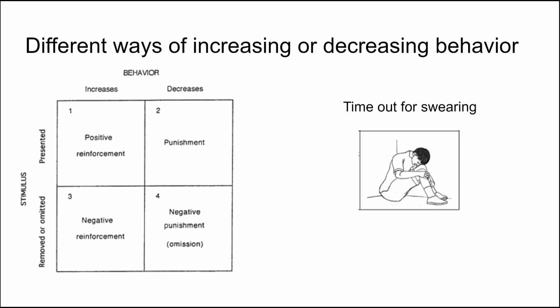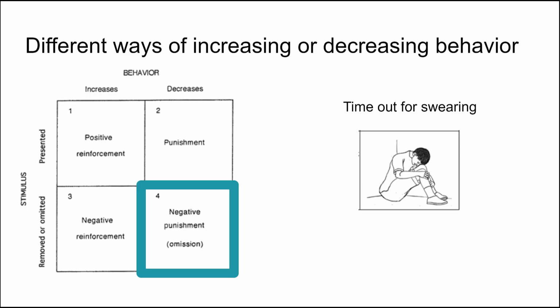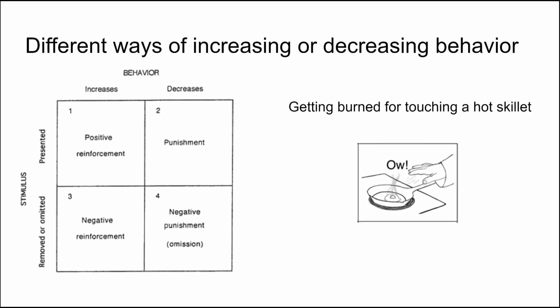How about timeout for swearing? What's the behavior? What's the consequence? The effect on the behavior? And what quadrant does this contingency belong in? This is negative punishment. The behavior is swearing, and the consequence is the timeout. Timeout is removal of access to toys or games or friends. So it's negative. You're removing something. The effect is that the behavior decreases, so that's punishment.